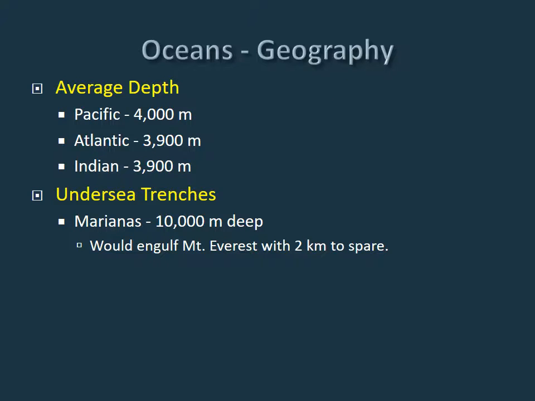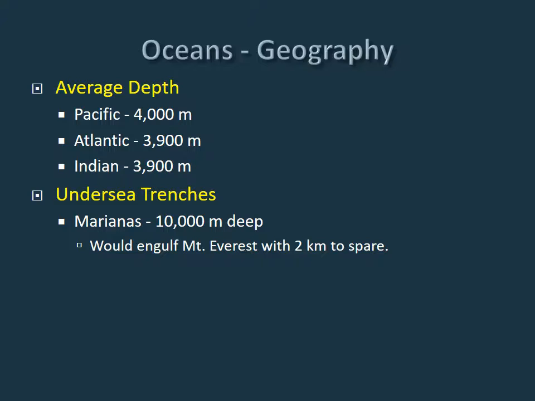Let's look at the depths of the oceans here. So the Pacific Ocean has an average depth of 4,000 meters. The Atlantic Ocean depth is just slightly less than that, and same with the Indian Ocean. So Atlantic and Indian both are around 3,900 meters average depth.